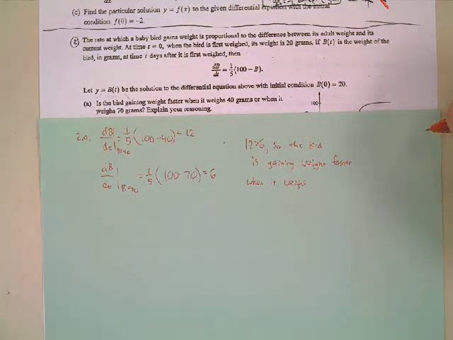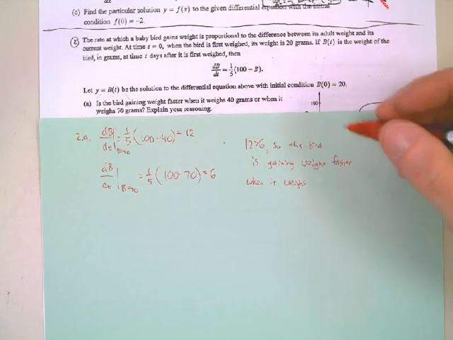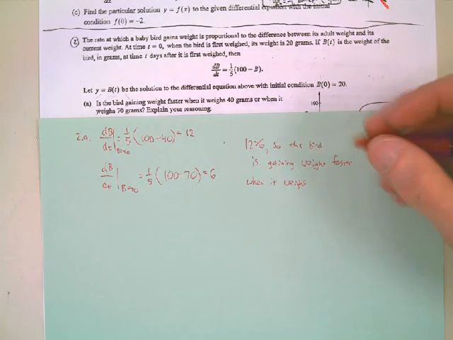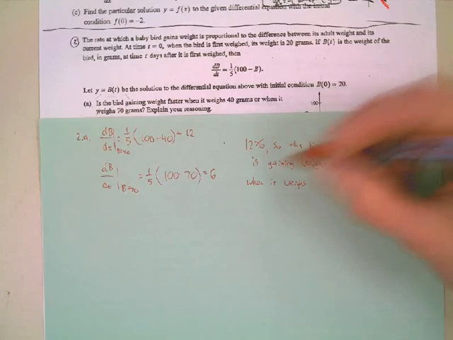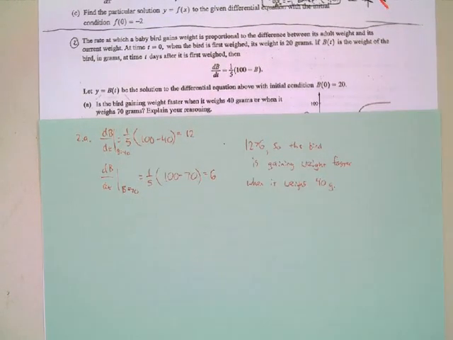You can say that, but again, we want to talk about, it asks faster, so we should probably use the word fast. We should probably use the vocabulary they're using. So the bird is gaining weight faster when it weighs 40 grams. Probably have like a Big Mac or something that day.